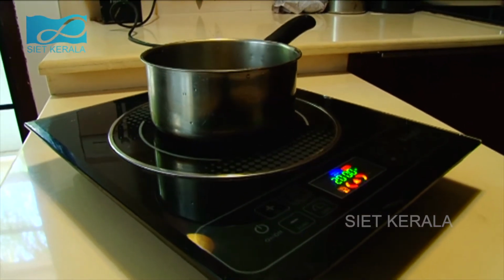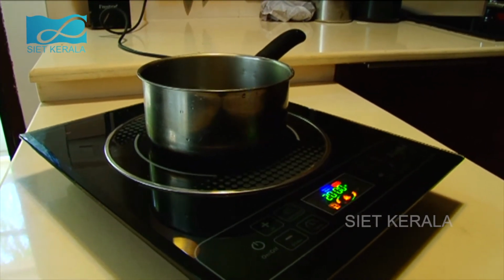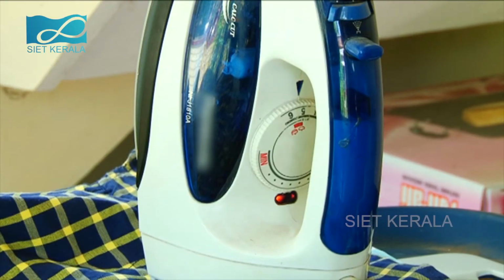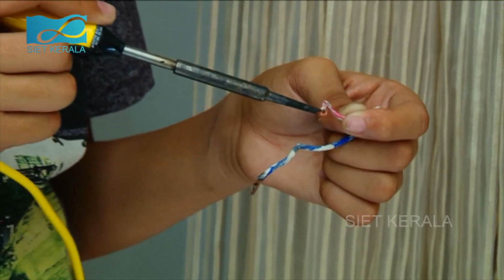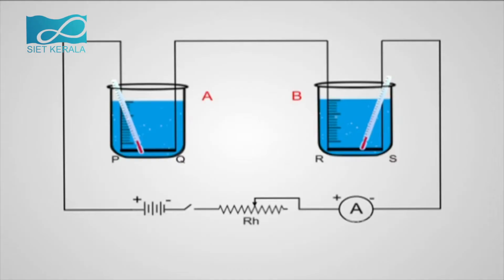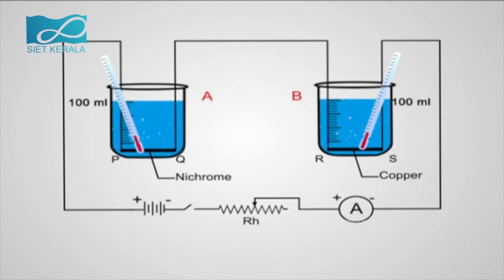Electrical energy can produce heat energy as well. This is the heating effect of electricity. Let us try to do an experiment for understanding the heating effect of electricity and the factors affecting it. Take a look at this circuit. In the beakers A and B, there is 100 ml of water. PQ is a nichrome wire and RS is a copper wire. There is a thermometer in each beaker.